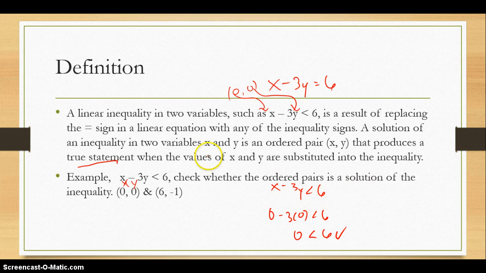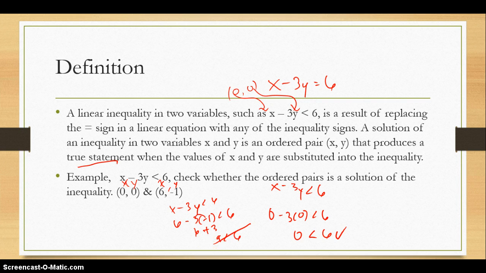So plug in 6 and negative 1. Remember, this is our x and this is our y. So x minus 3y is less than 6. So we have 6 minus 3 times a negative 1, which is less than 6. Well, we know that negative 3 times negative 1 is a positive 3. So 9 is less than 6. Is 9 less than 6? That does not work out.